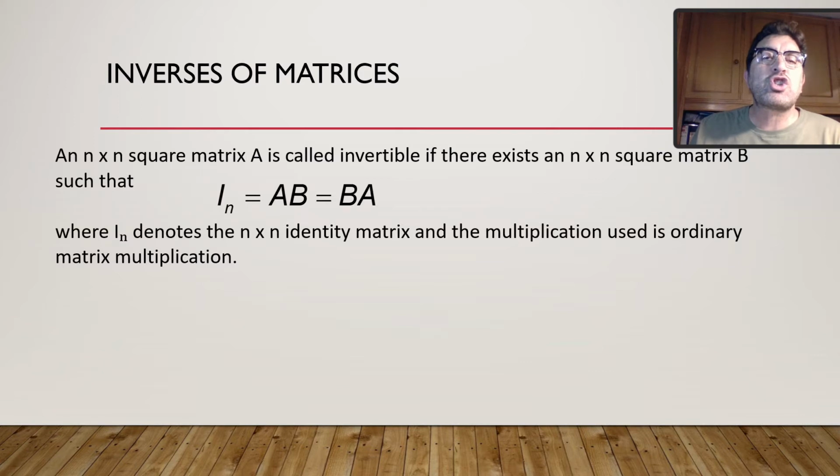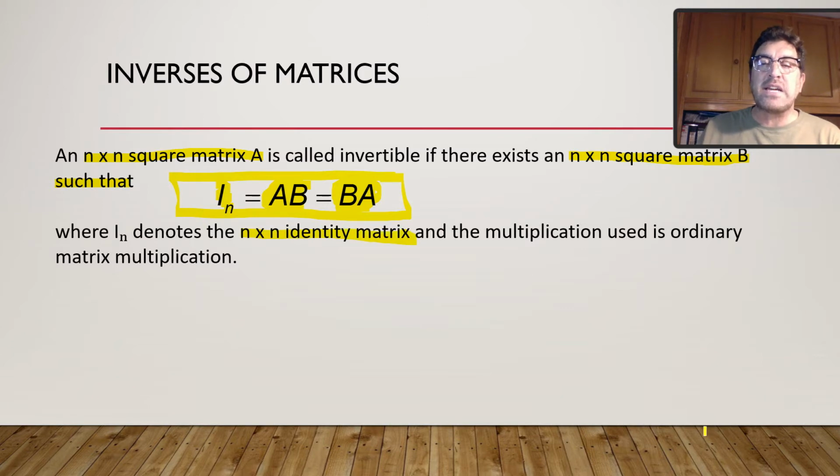An n by n square matrix A is called invertible if there exists an n by n square matrix B such that this holds true: the product of A and B is the same as the product of B with A, we'll see that later on, and it gives you the identity matrix. That I_n represents the identity matrix once you have multiplied the two matrices together using matrix multiplication.